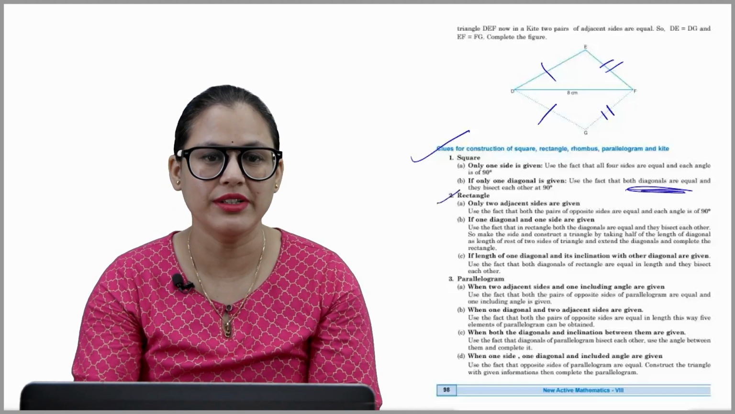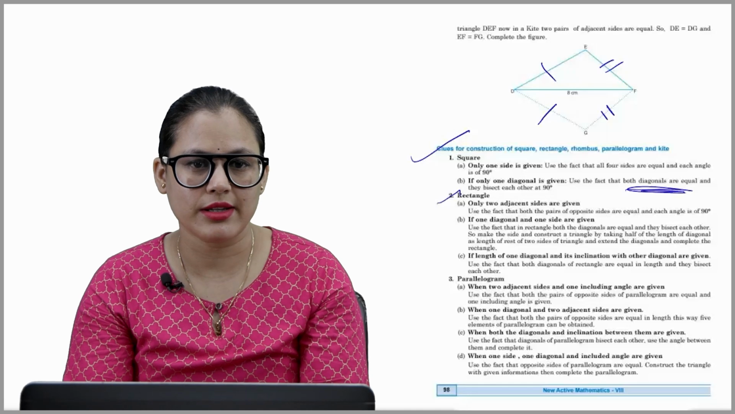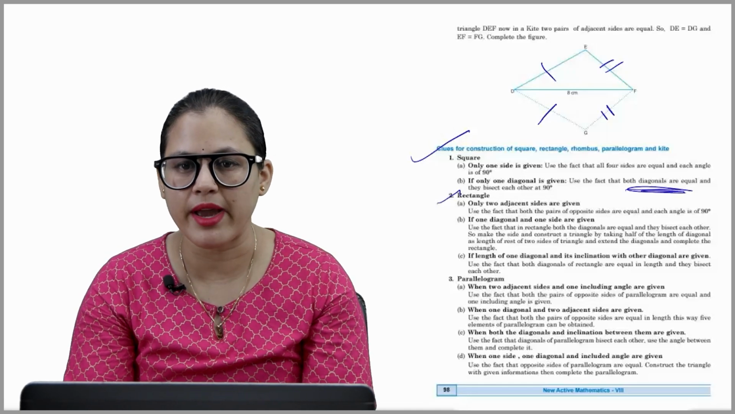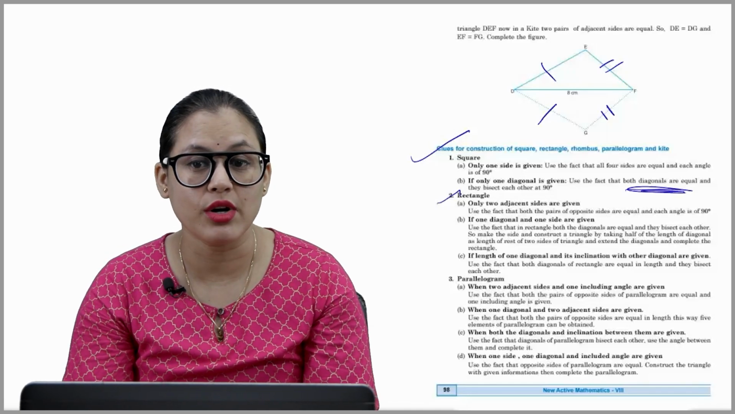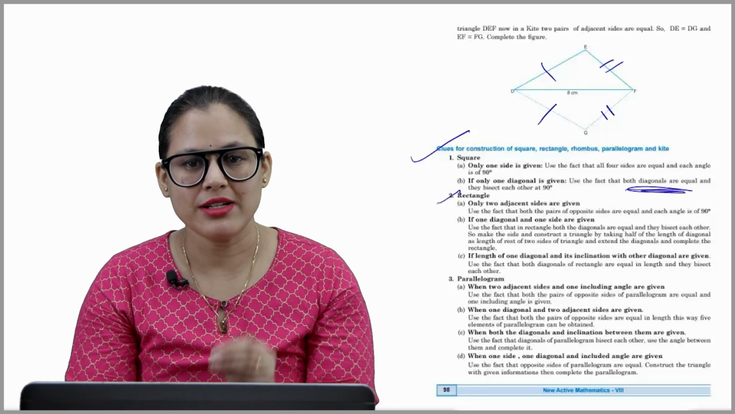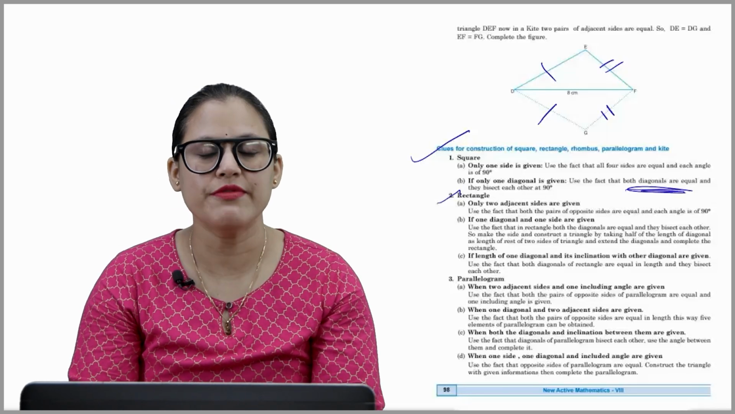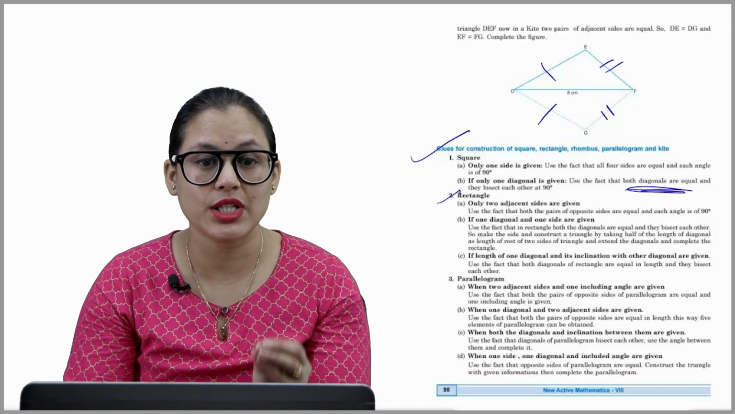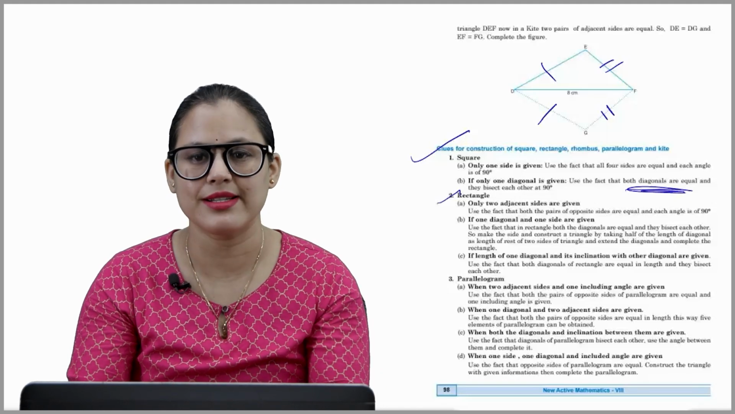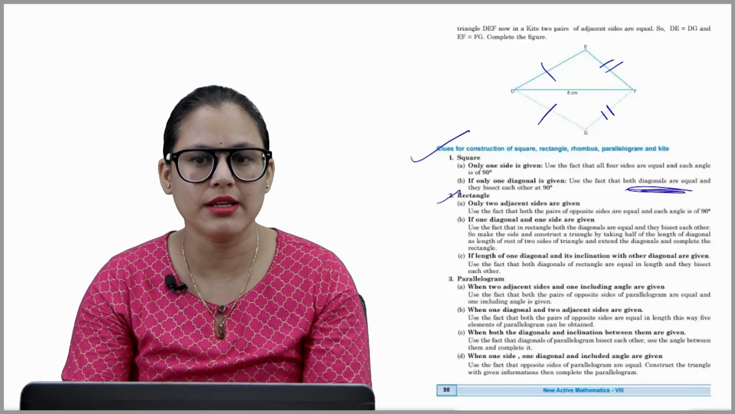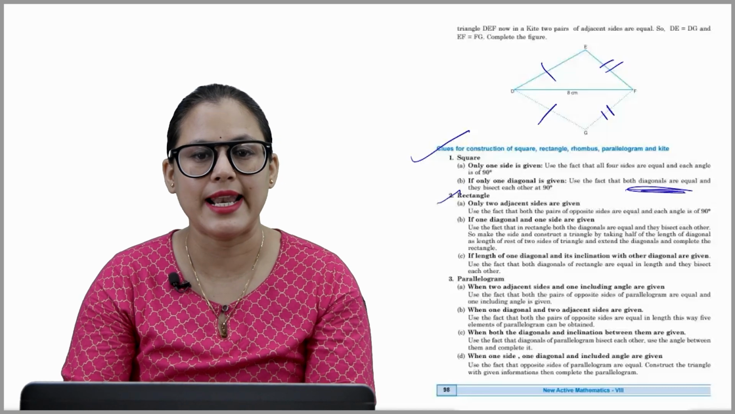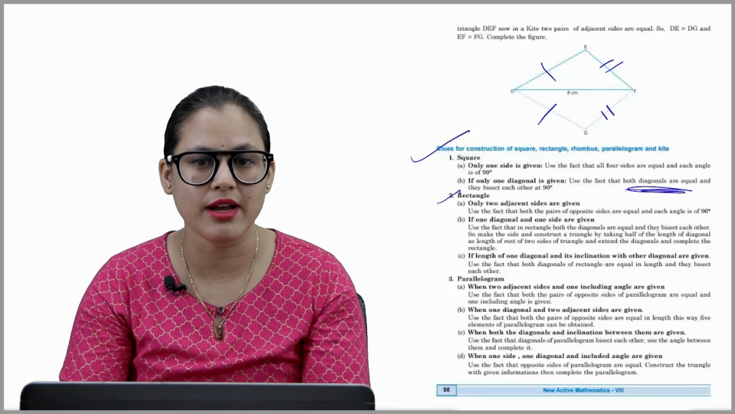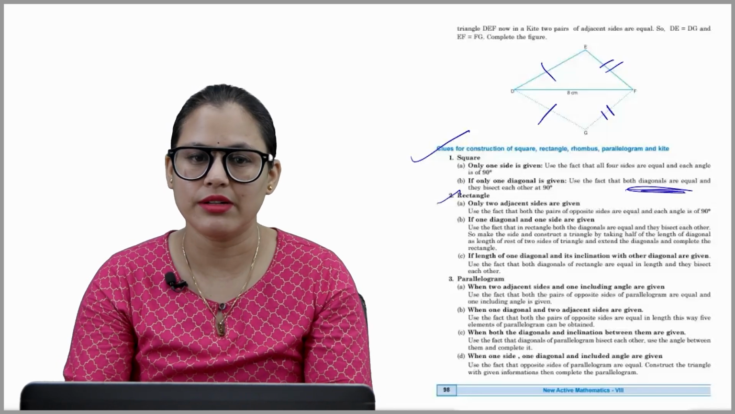And in case of a rectangle, A, when only two adjacent sides are given, use the fact that both pairs of opposite sides are equal and each angle is 90 degrees. B, if one diagonal and one side are given, use the fact that in a rectangle, both the diagonals are equal and they bisect each other. So make the side and construct a triangle by taking half of the length of the diagonal as the length of the rest of the two sides of the triangle, and extend the diagonals and complete the rectangle.